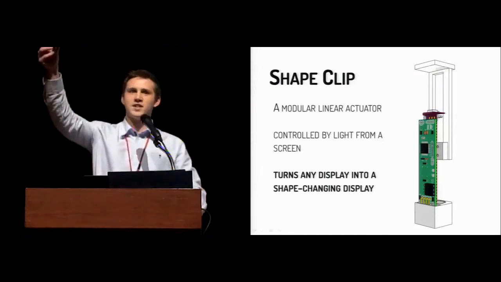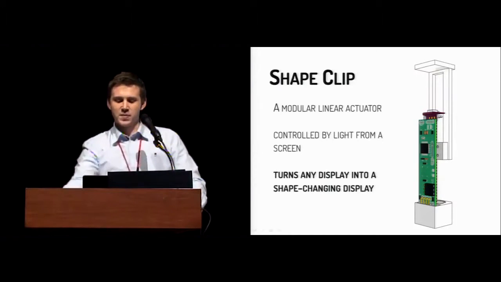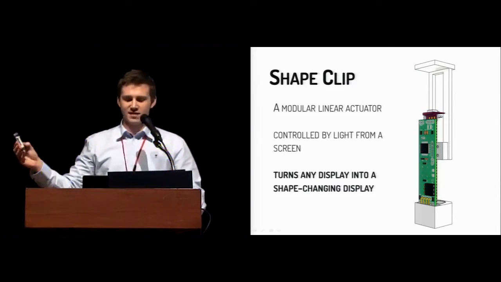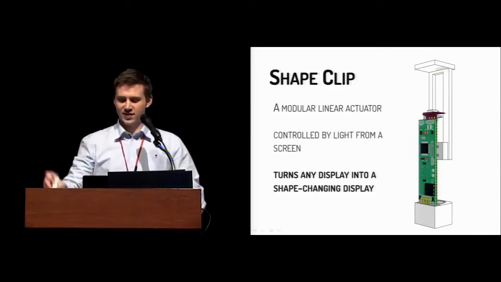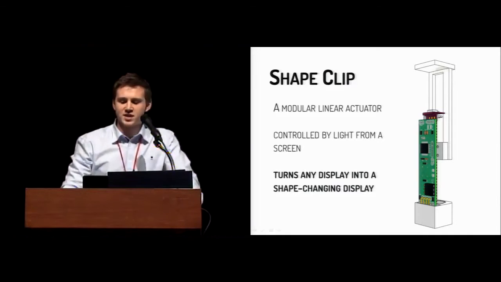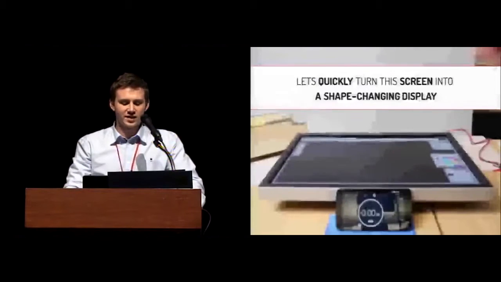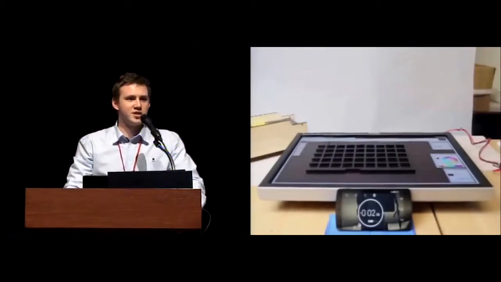I've got one here, which you can come and have a look at later. This is a modular linear actuator that turns any display surface into a shape-changing display surface. It uses light emitted by a screen to drive height and color. So let's see them in action. We're going to turn this screen into a shape-changing display.